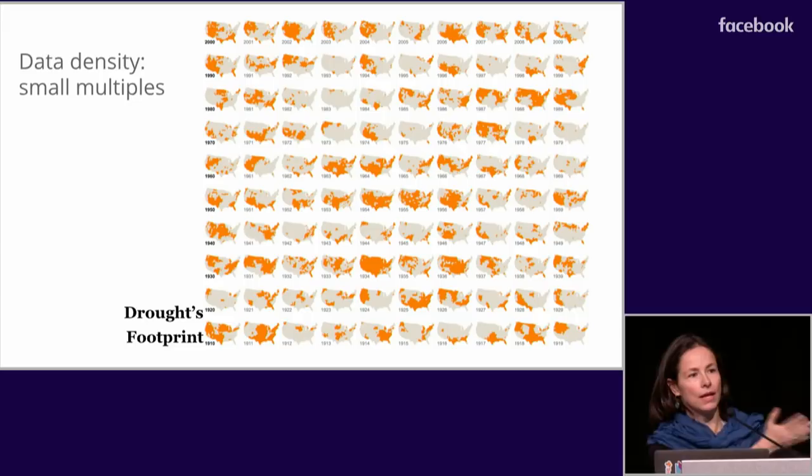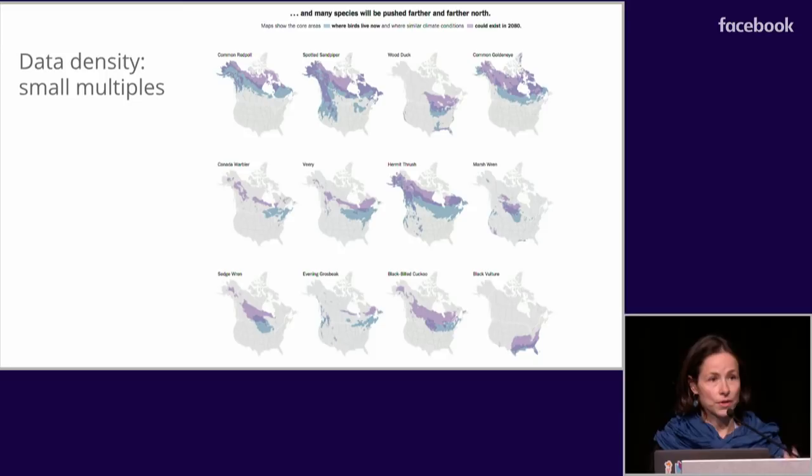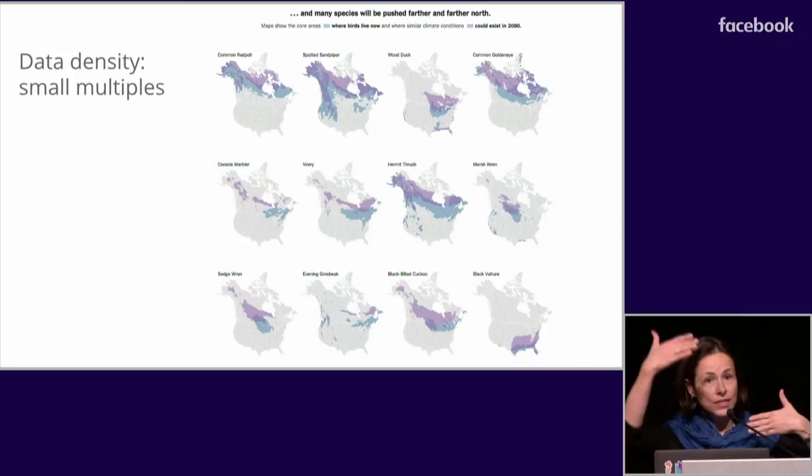Here's another one that works very much the same way. This is patterns of birds, what exists today in blue, and probably where they will exist in many years if climate change continues. But again, think about how many numbers worth of data this is. And again, the same kind of visual encoding with the map very faint in the background to give me context and these now two layers of data at the same time.